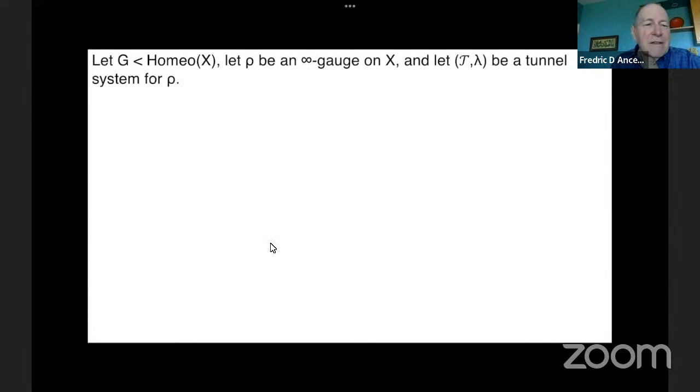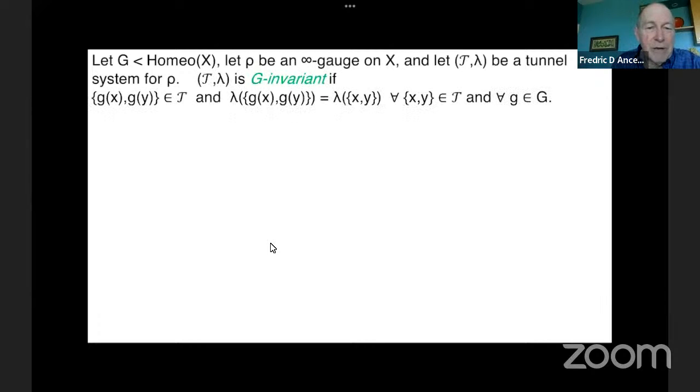Now, what does it mean for a tunnel system to be G invariant? Well, that means that the tunnels are G invariant. In other words, whenever you have an element of the tunnel system, you can move it by G and you'll remain in the tunnel system. So the tunnels are invariant under the group action, and also the length function is invariant under the group action. So that's the obvious definition of what it means for a tunnel system to be G invariant.